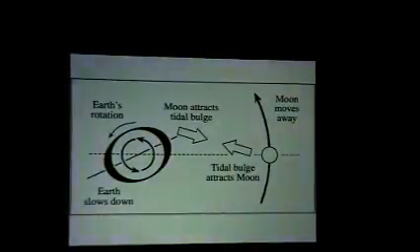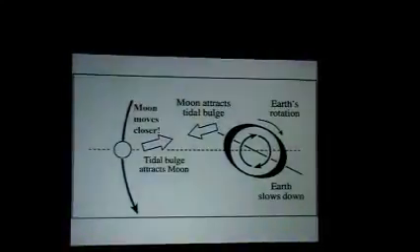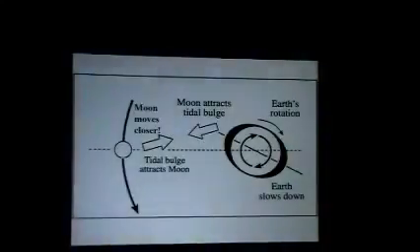And what I did, I made up this diagram here. I know it looks back to front, but we still have the moon going anti-clockwise around the Earth. But imagine that the Earth is now rotating clockwise instead of anti-clockwise.